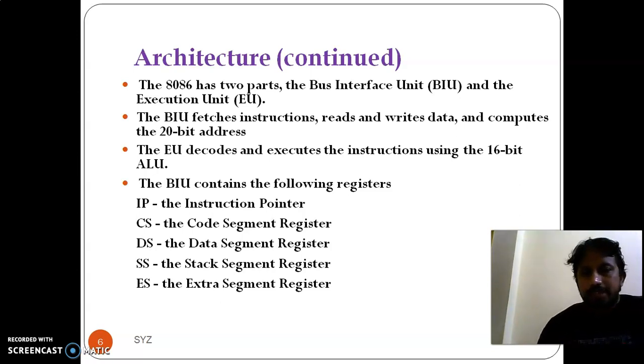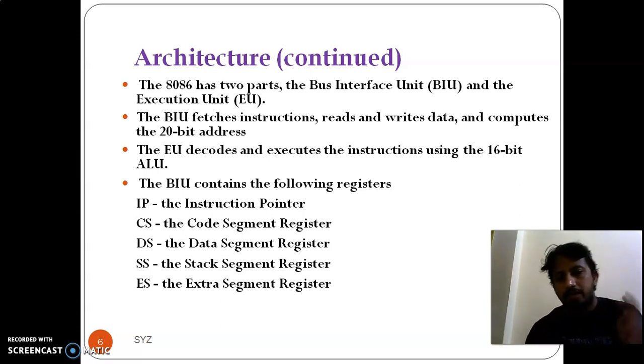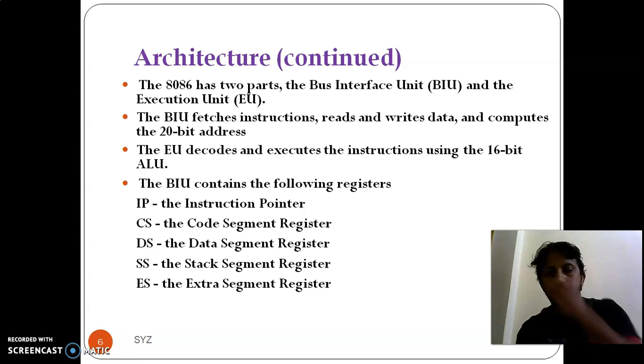The total registers of your 8086: you would have four segment registers and 4 general purpose registers, a total of 8 registers, then 2 index registers and 3 pointer registers. This gives you a total of 13 registers, and the 14th register is your flag register, which would be discussed later on.